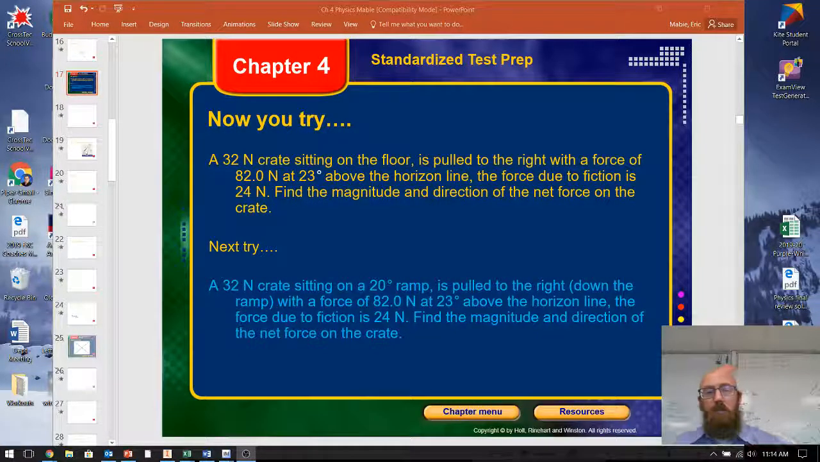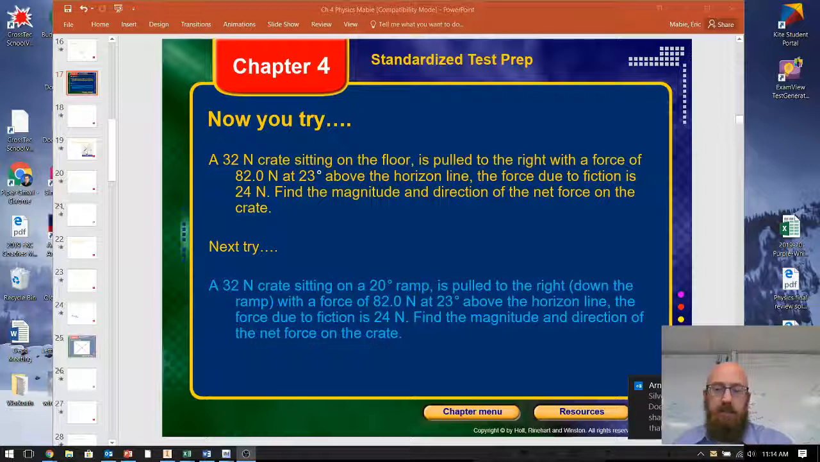All right, here we go. We're going to start with a 32 Newton crate sitting on a floor. It's pulled to the right with a force of 82 newtons at 23 degrees above the horizontal line. The force due to friction is 24 newtons. Find the magnitude and direction of the net force.